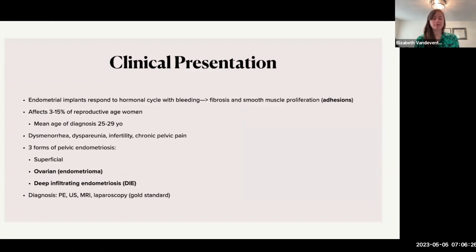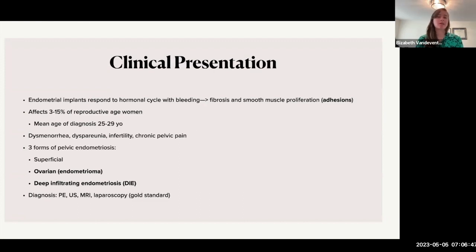Because what we have are these endometrial implants that are responding to the hormonal cycle, what tends to develop is fibrosis and smooth muscle proliferation. So this creates things such as adhesions and plaques in the body, and that can create the symptoms that go along with endometriosis. This is seen in about 3 to 15% of reproductive age women.